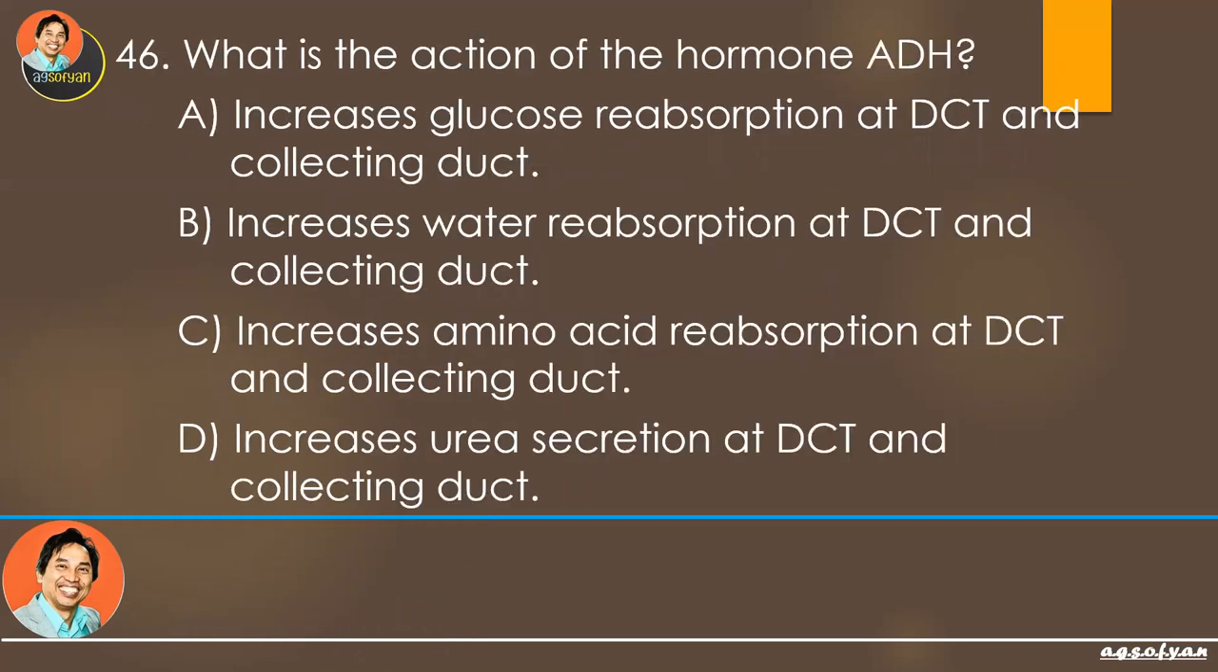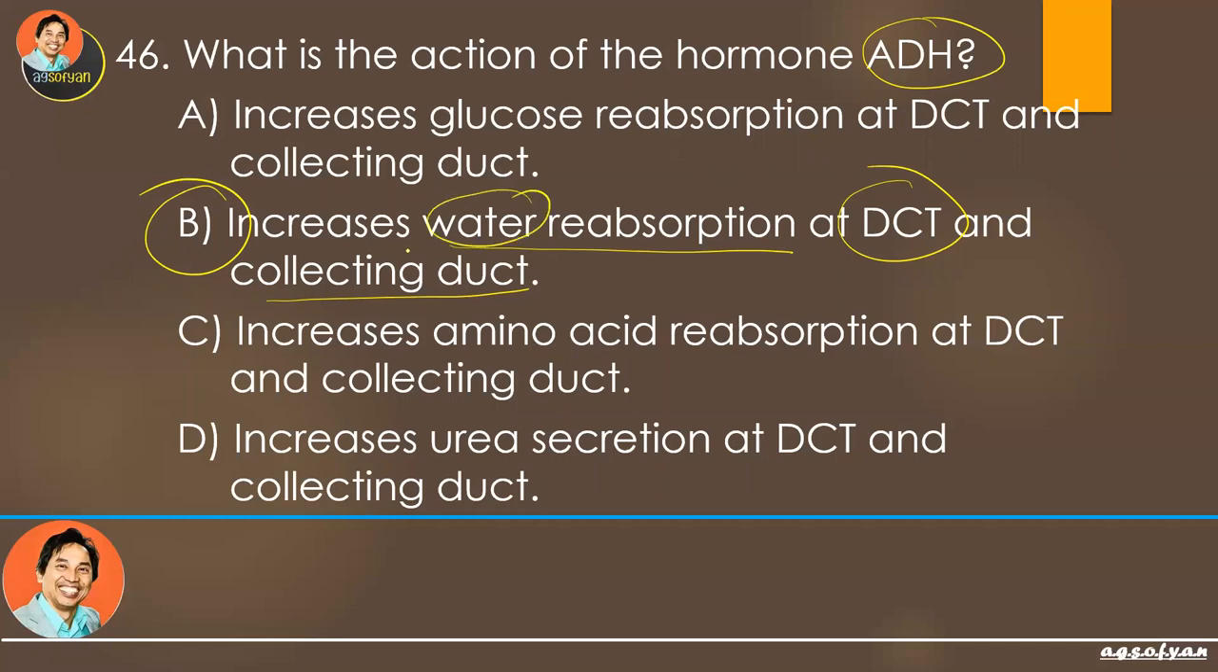What is the action of the hormone ADH? We already mentioned that. So over and over, ADH produced by the hypothalamus will go to the collecting duct. Look for the collecting duct first. Increase what? Water reabsorption. Look for water and collecting duct. Increase water reabsorption in the collecting duct. That should be the answer. Some is also reabsorbed from the distal tubule, but mainly the collecting duct. That's the ADH.